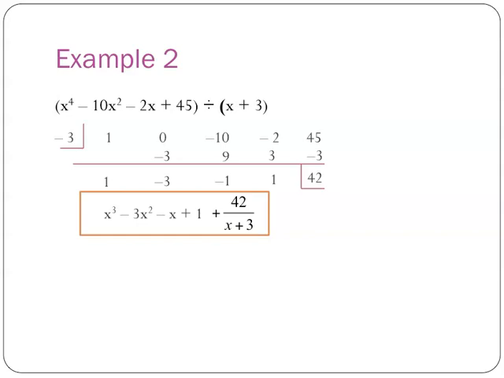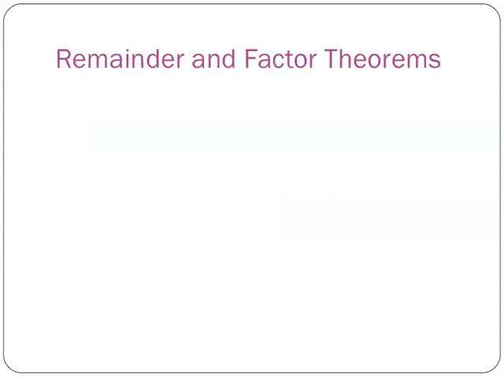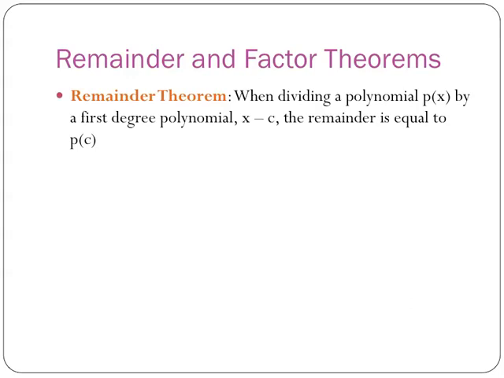Next, we're going to talk about the remainder and factor theorems. So the remainder theorem says that when dividing a polynomial, p of x, by a first degree polynomial, x minus c, the remainder is going to equal p of c. So that's a quick way to figure out what the remainder is without having to do the division. Now again, this only works when you're dividing by a first degree polynomial, x minus c. But all you need to do is plug c into the original polynomial, and that will give you the remainder.